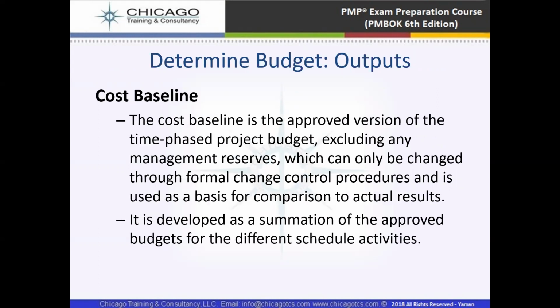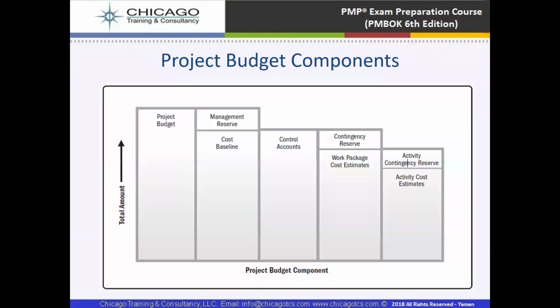Okay, and then we have the cost baseline as an output now. The cost baseline will give us the cost for each particular day, as we have planned costs according to months or days of months. It is going to give us the formal cost baseline, and also the change control procedures and the basis of how to compare those with the actual results. It is also developed as a summation of the approved budgets for the scheduled activities. So this is the approved budget now in the cost baseline.